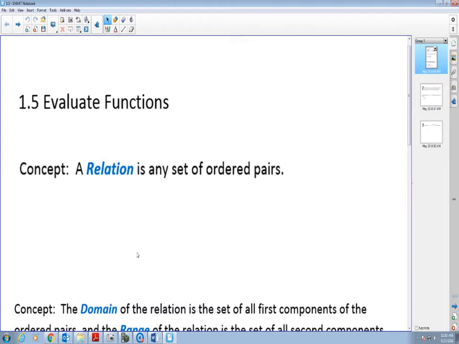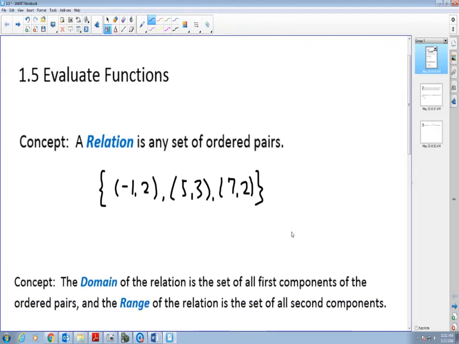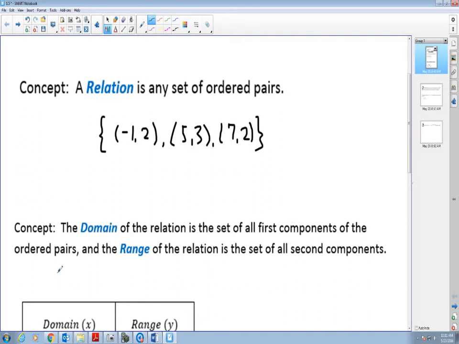Okay, it's a set of points, and we normally denote them in braces. Maybe like (-1, 2), (5, 3). It just simply means a set of ordered pairs. That's called a relation. Maybe like (7, 2), something like that. All right, so what is a so-called domain?